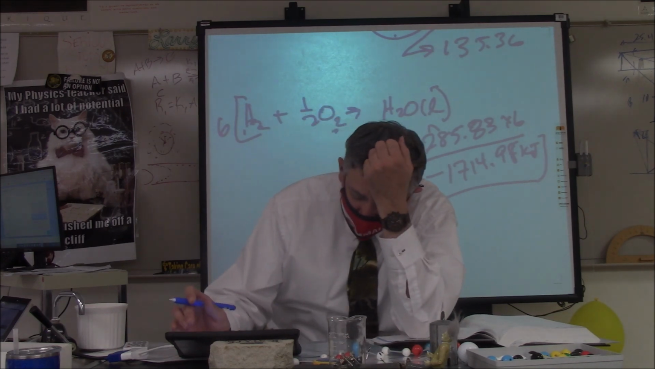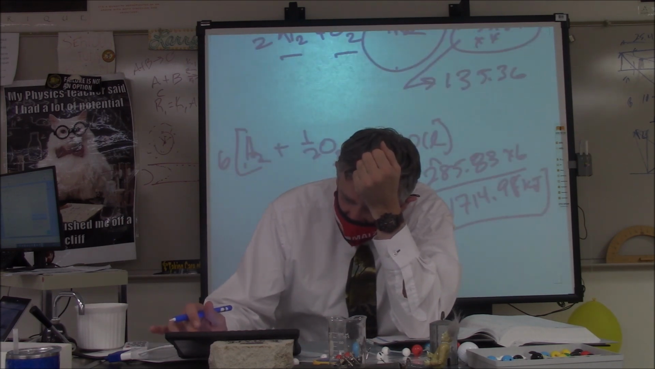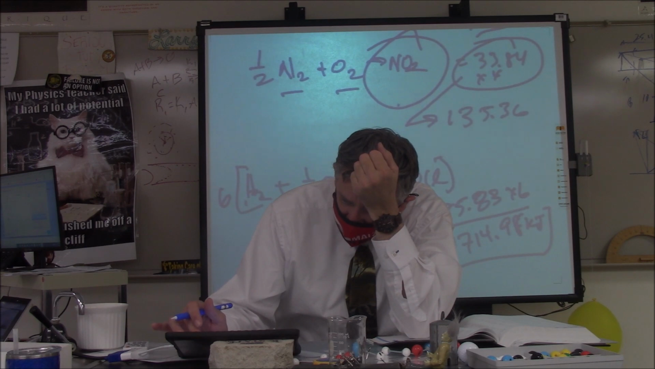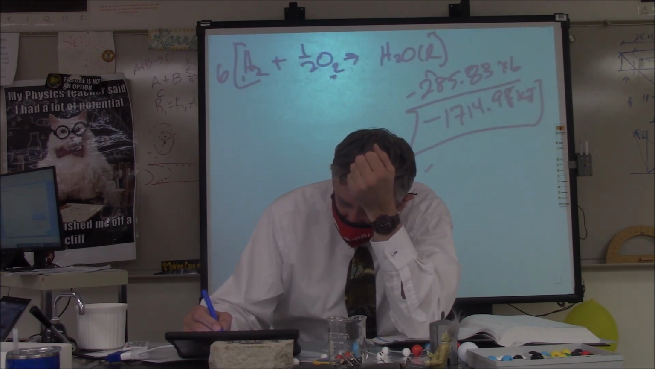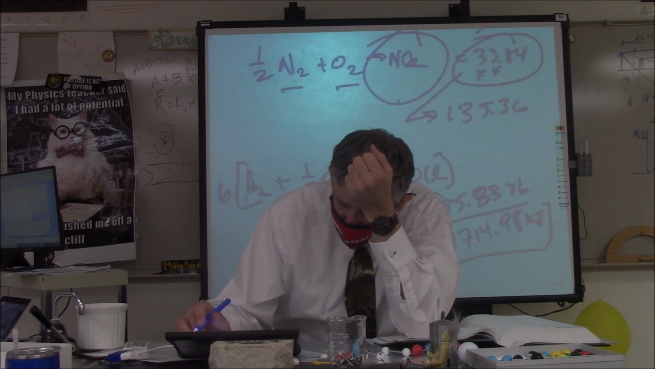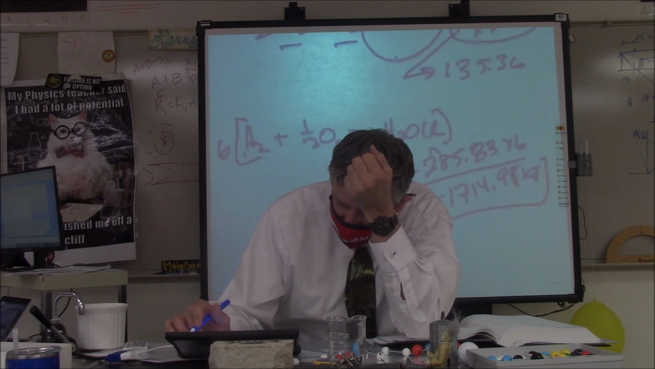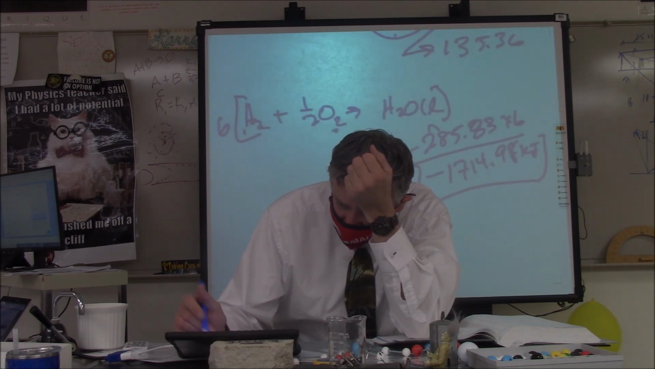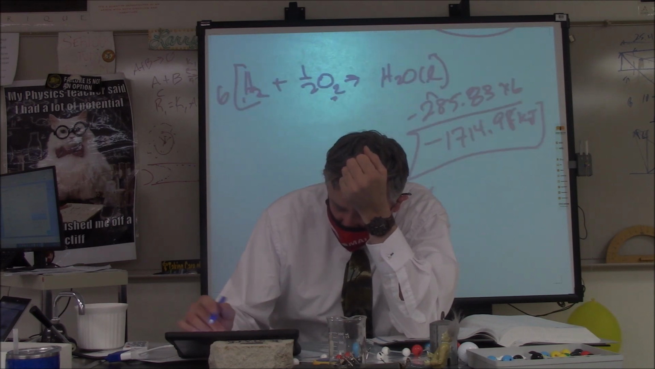So, now, add all these together. Take negative 1714.98 plus 135.36 plus 184.76. Basically, add the three values that you already found. Negative 1394.86. Negative 1394.86. Okay.